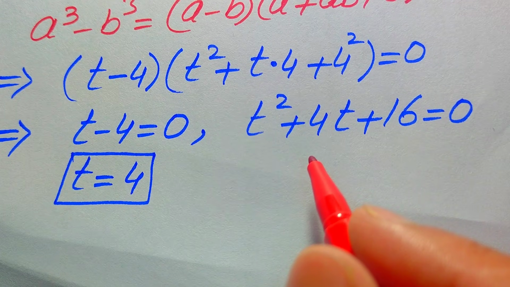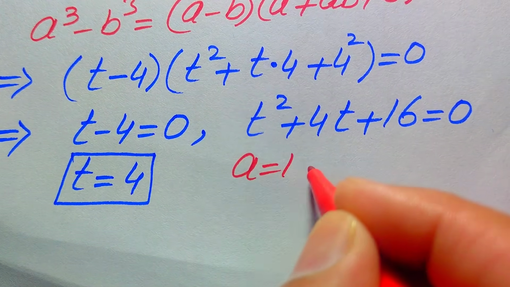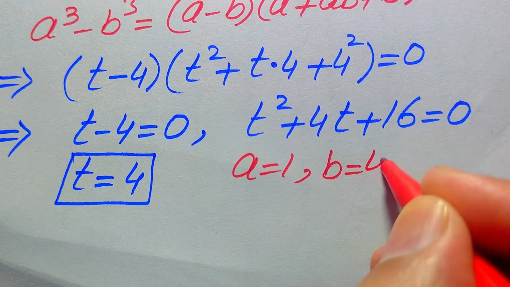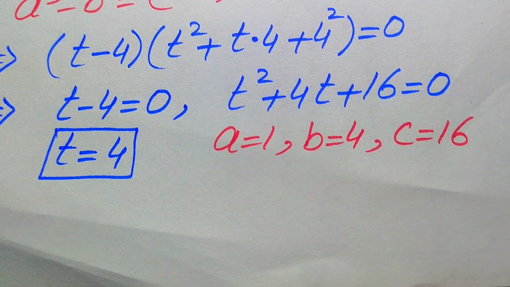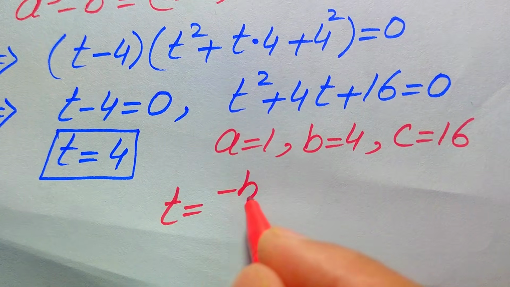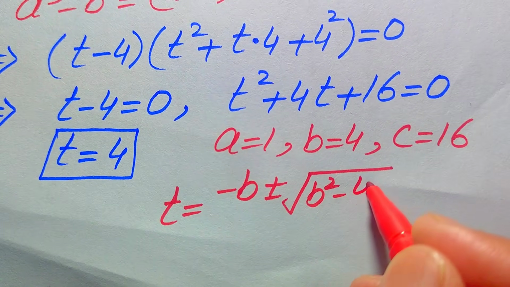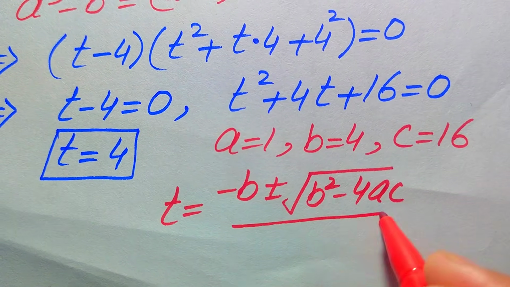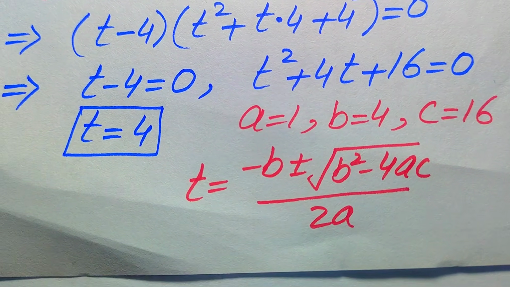For this, we first need to write the coefficients of this equation. Its coefficients are a equals 1, b equals 4, and c equals 16. And we state the quadratic formula as t equals minus b plus minus square root of b squared minus 4ac, divided by 2a.